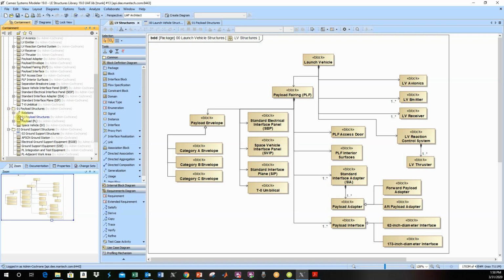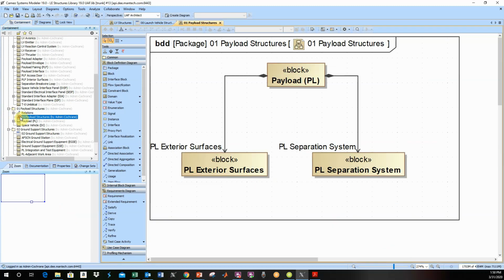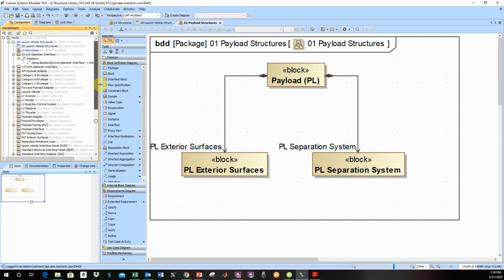There's payload structures. There's a small BDD for payload structures. I only have the payload itself comprised into exterior surfaces and the payload separation system. And then there's also ground support structures, and I don't have a BDD for that.